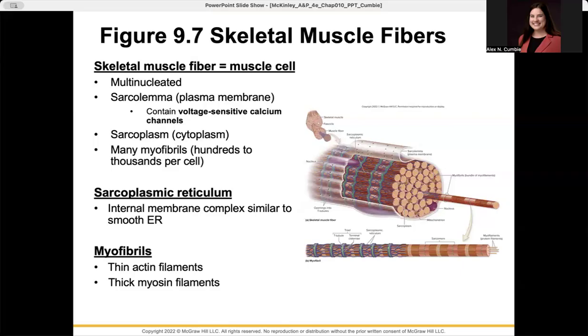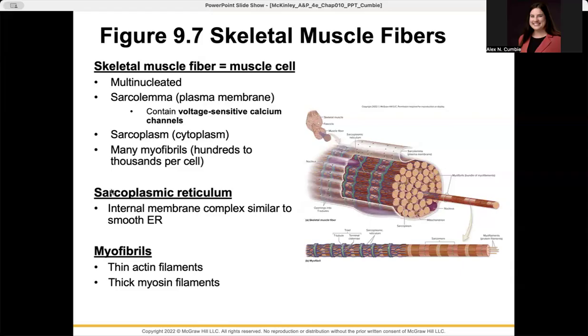Next, we have the cytoplasm inside the cell. Remember, cytoplasm is the cytosol with all of the organelles. We have a different name for that for the skeletal muscle fiber. It's called sarcoplasm. Okay, sarcoplasm. And then within here, you've probably seen on your lab that we had a muscle cell present. There is a ton of other organelles like mitochondria and things like that. But all of these individual structures that you see within the muscle fiber are called myofibrils. Myofibrils, and there are hundreds of thousands per cell.